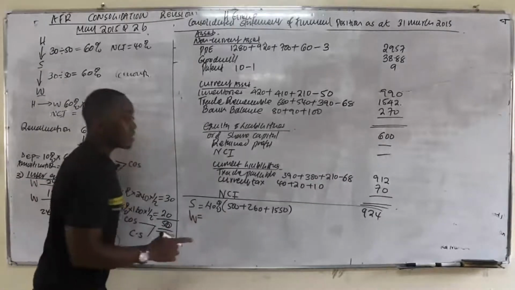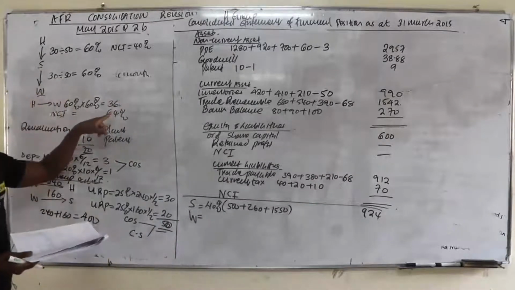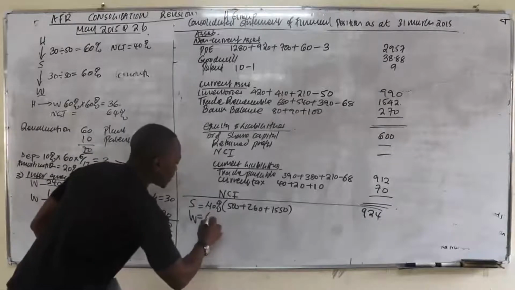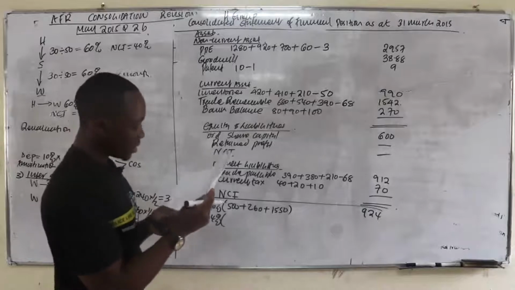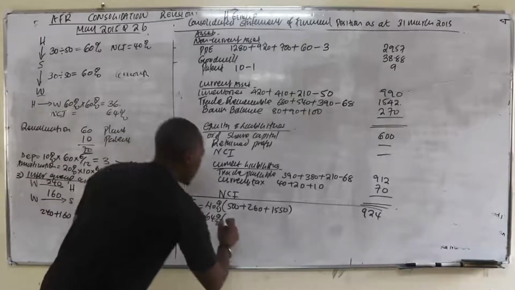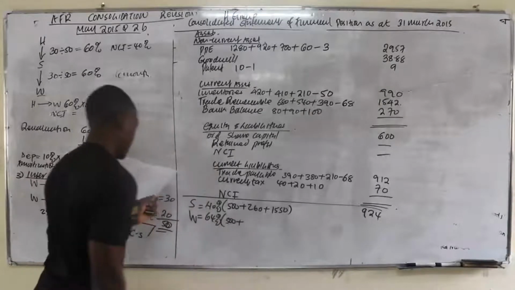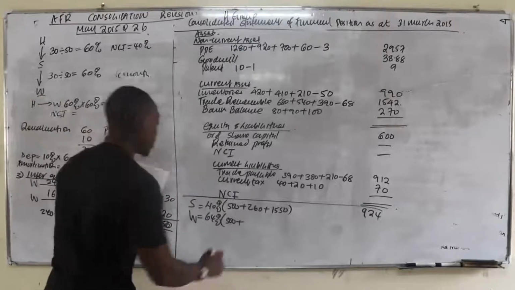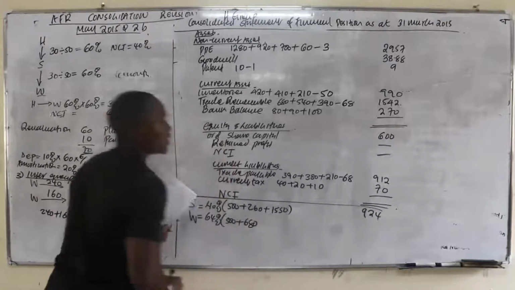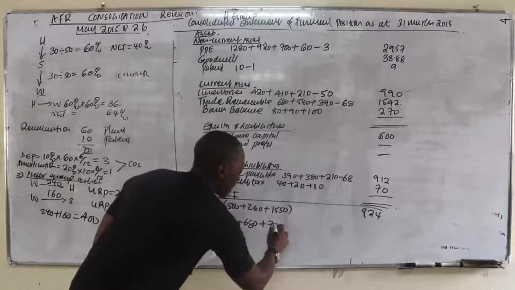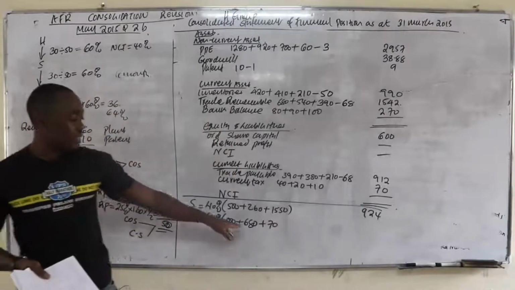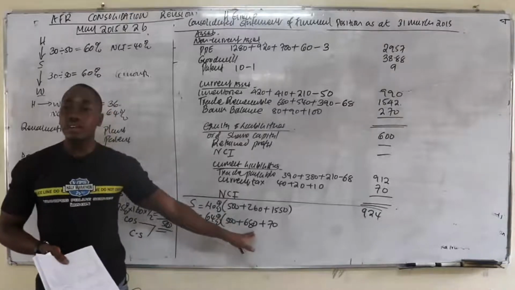Now let's go to W. W, the parent controls them 36%. Therefore, it will take 64%. Let's go to the equity. They have ordinary share worth 500. Then they have retained profit of 680. Then there was a revaluation of 70. But of this 680, being the retained profit, you need to adjust the retained profit.